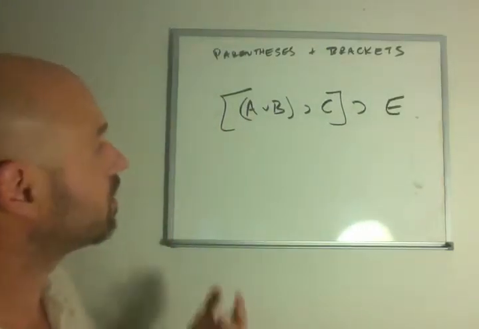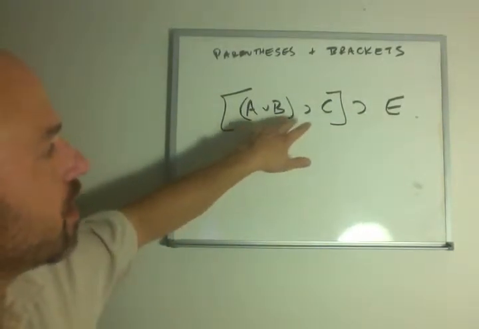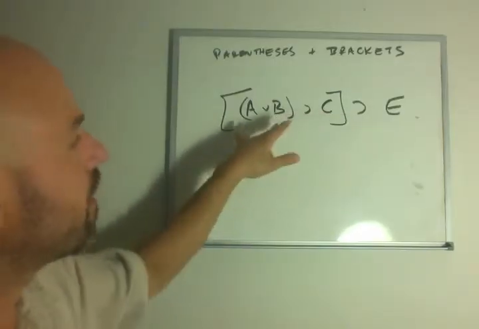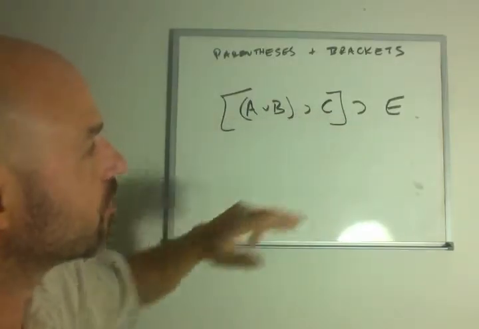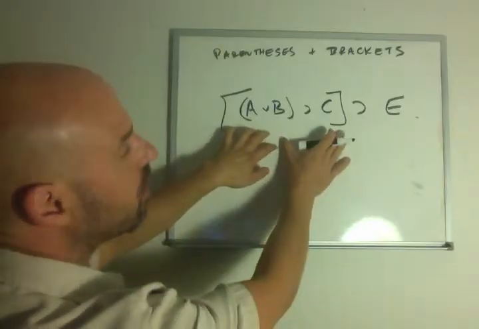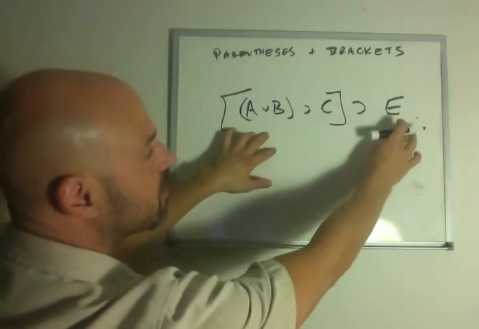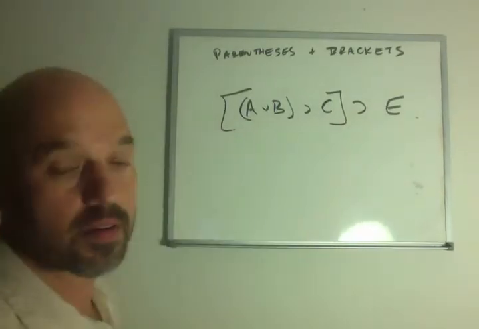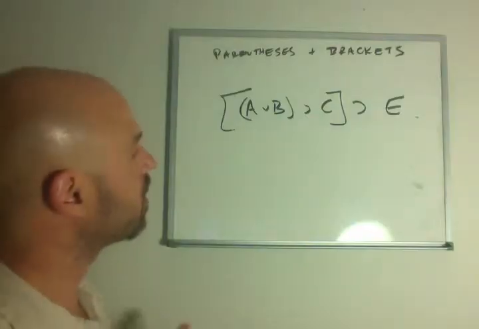Okay? If I wanted to say A or B implies C, in other words, if A or B is true, then C is true. If I wanted to say if all of this is the case, then E must be true, I need brackets. Okay? Another example.